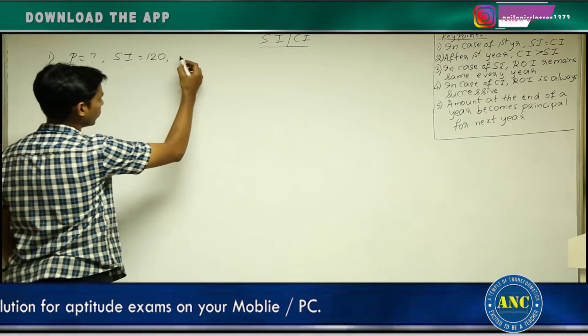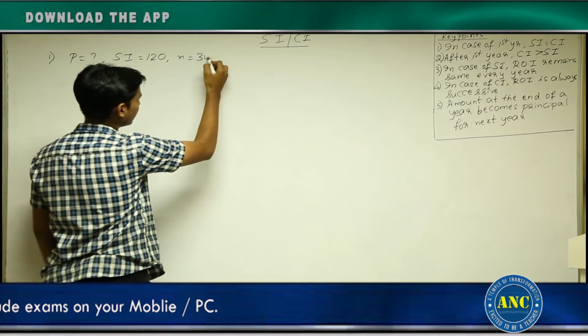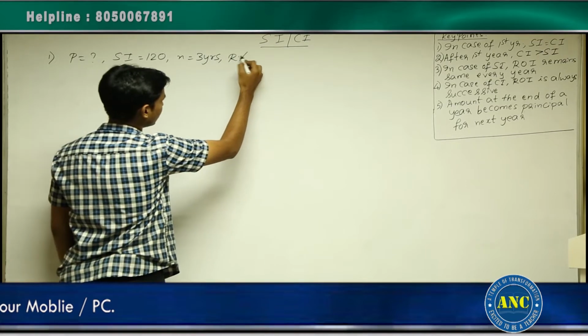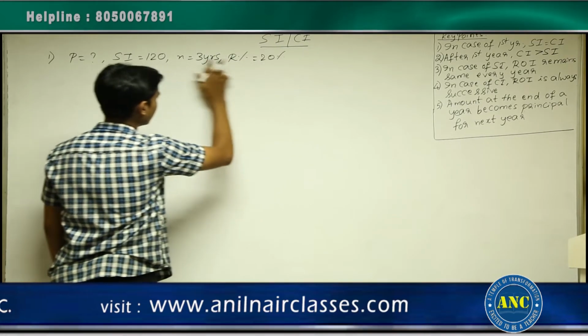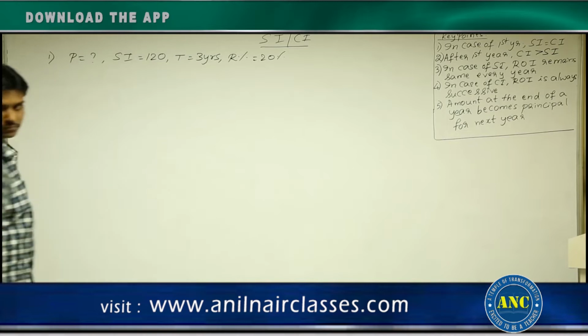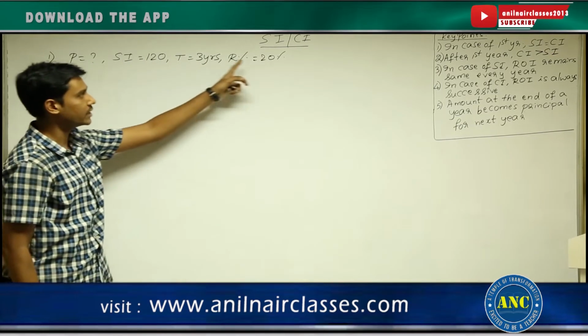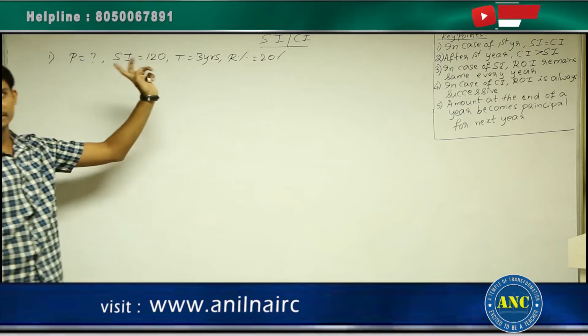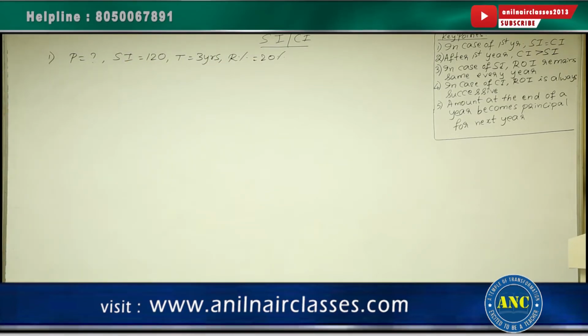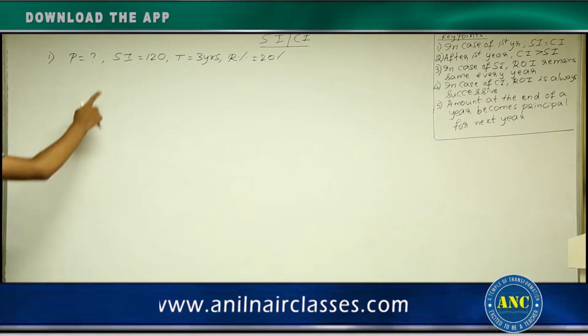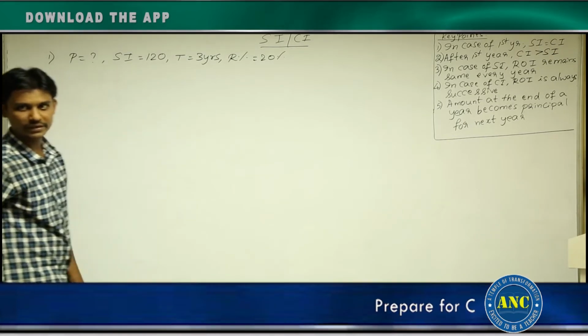They are giving that SI is 120. Number of years is given as 3 years. Rate of interest is given as 20%. What is the principal is what they are asking. That is the question. If you look at this question, the first thing that will come to your mind is simple interest is nothing but PTR by 100.